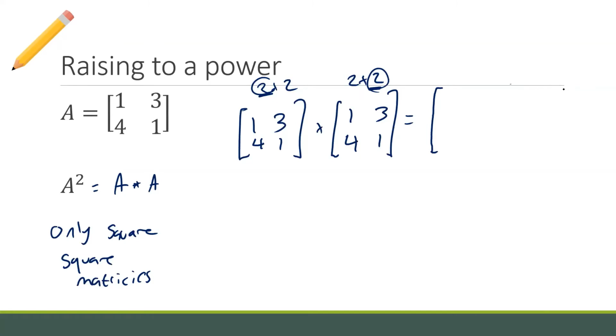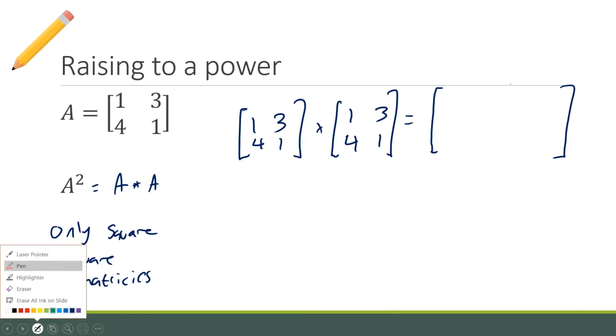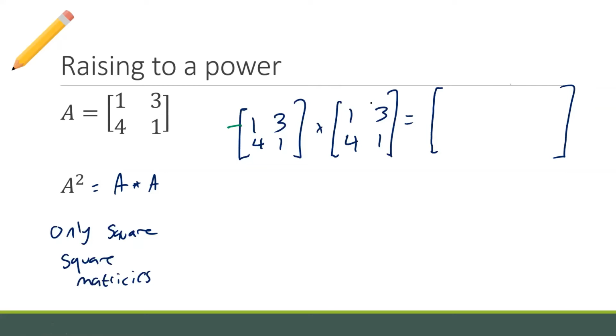I'm going to give myself a fair bit of space though. You guys will learn very quickly. I've done this many times now to know that I'm going to need some space in order to solve this. So let's do this first one. I'm going to do in green the rows by the columns, the first row by the first column. That point's going to go here, top left. So 1 times 1 is going to be 1. And then 3 times 4 is going to give me 12.